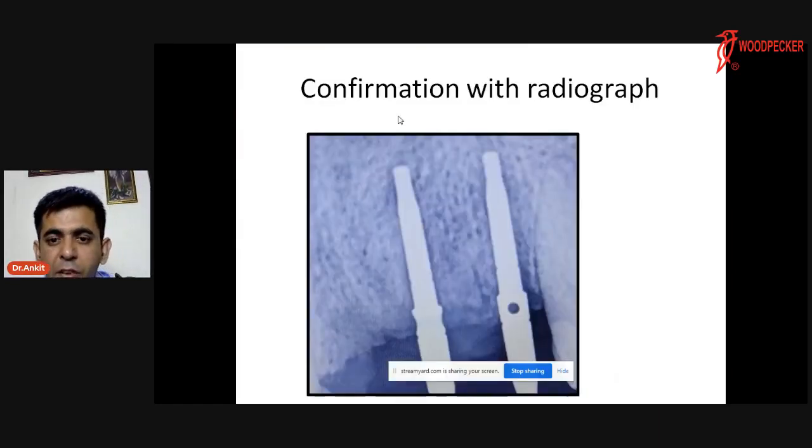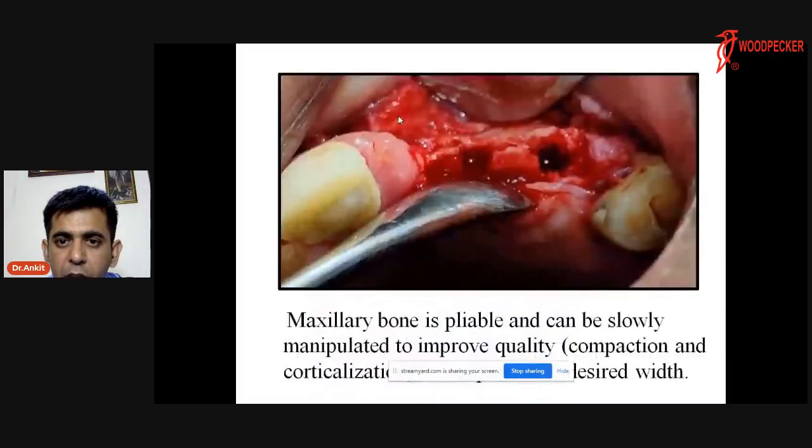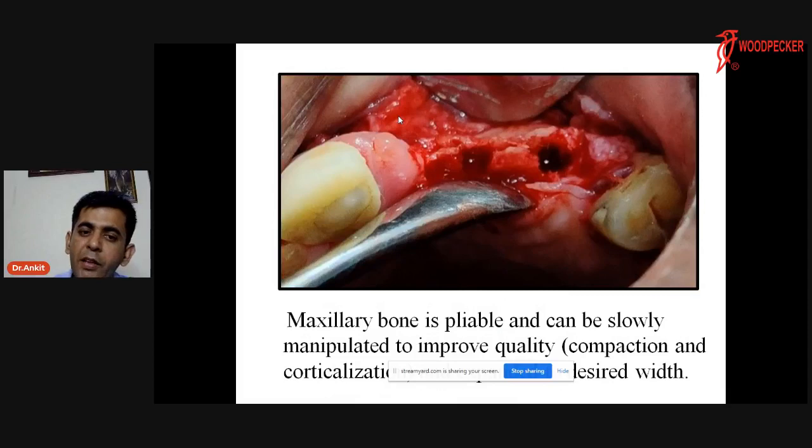After that we confirmed it with a radiograph, and after confirming it with a radiograph, we proceeded to the next level, and we completed the osteotomy.